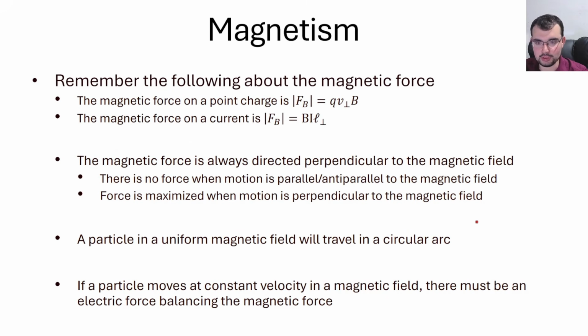Now we have magnetic force. So magnetic force, if it's on a point charge, is QVB. Magnetic force, if it's on a current, is BIL. And an important part of these formulas is it is the perpendicular component that matters. So there's no force if you move parallel to the field. If a charge moves parallel to the field, no force. If a current is directed parallel to a field, there's no force. And also the resulting force is perpendicular to the direction of travel and the B field.